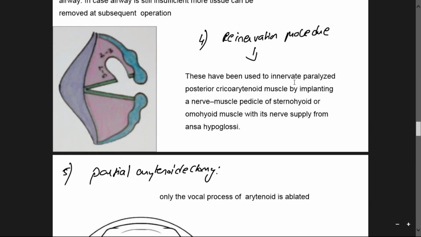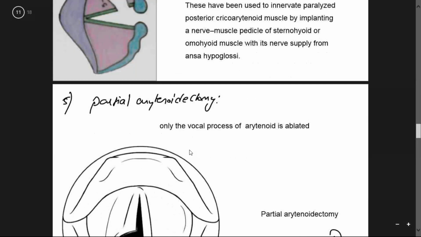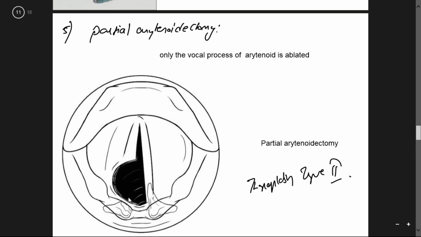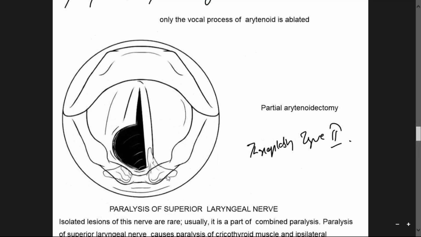Or there is partial arytenoidectomy, where you remove the arytenoid and part of the vocal cord. See, this is how you provide an airway. In partial arytenoidectomy, only the vocal process of the arytenoid is removed. See here, this is the vocal process, and this is the lateral process of the arytenoid. Now this part has been taken off, and you can see the airway. Air can enter now. You have an adequate airway.